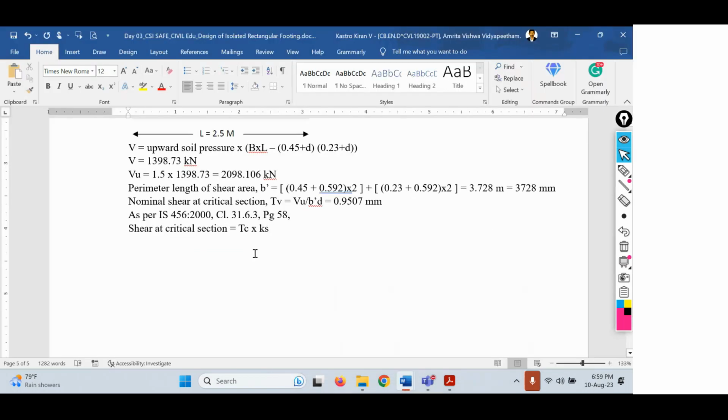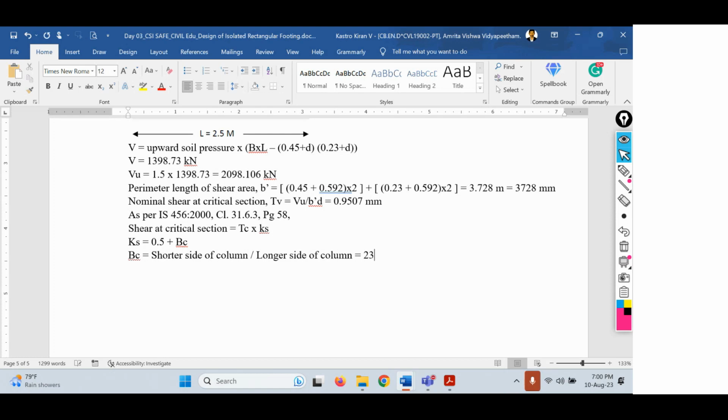The shear at critical section is tau c into Ks. So what is the formula for Ks? Ks equals 0.5 plus beta c. I'll just write it as beta c. So how do we calculate this beta c value? The formula is the shorter side of the column divided by the longer side of the column. That's the formula to find beta c.